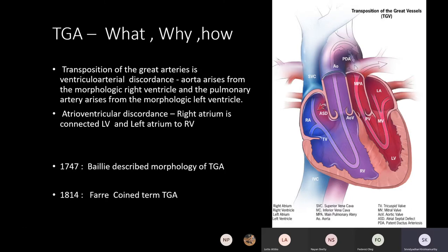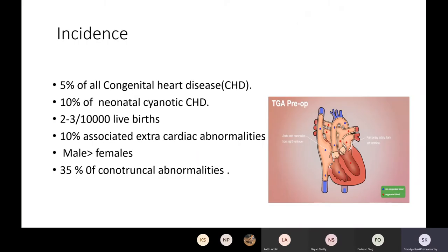This morphology was first described by Baillie in 1747. And then Farre coined the term TGA. There's more to it about the history, but I'm not going to go into it.